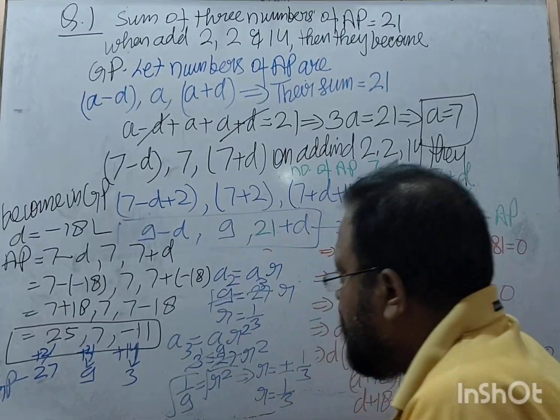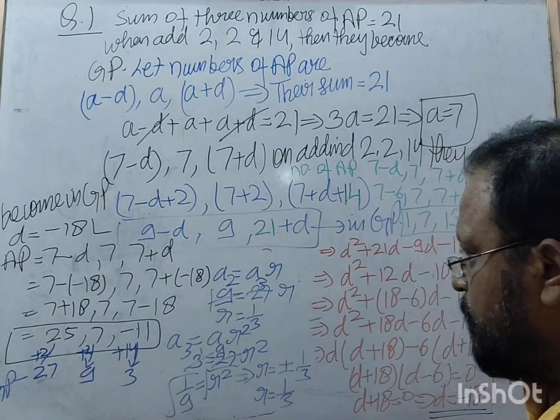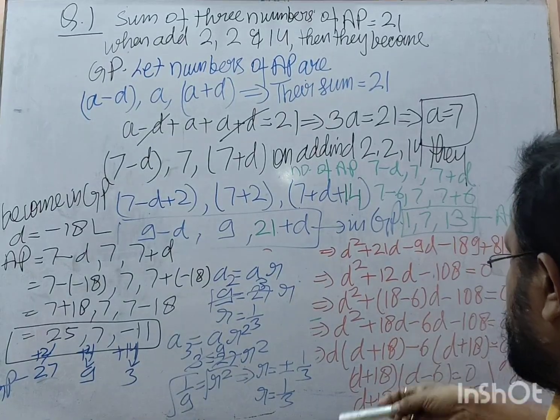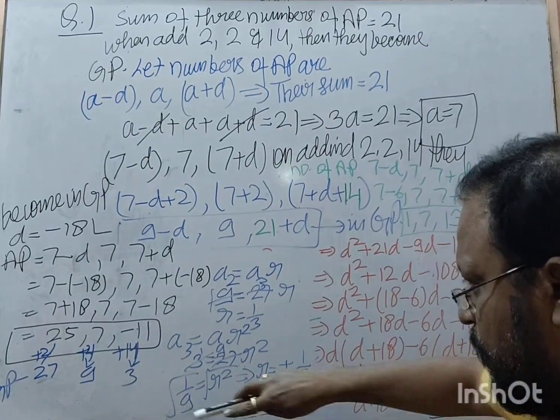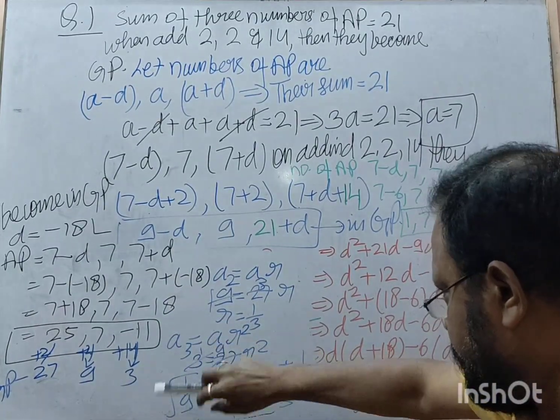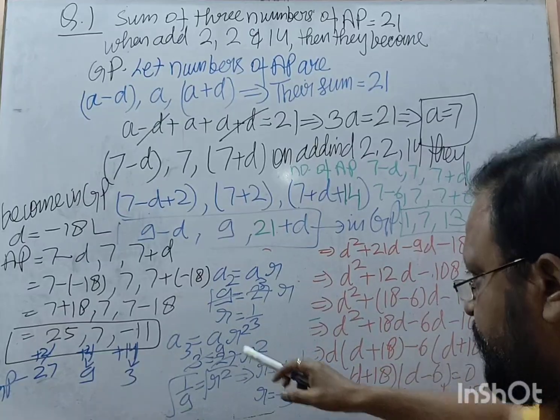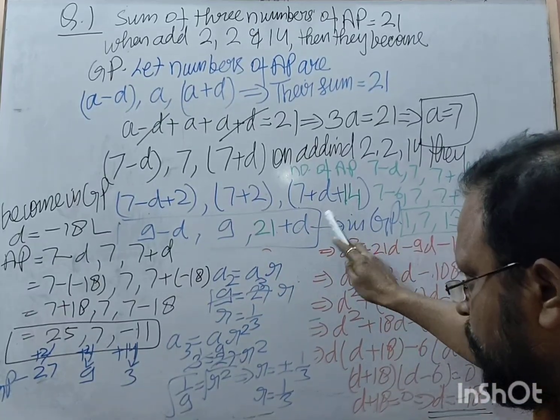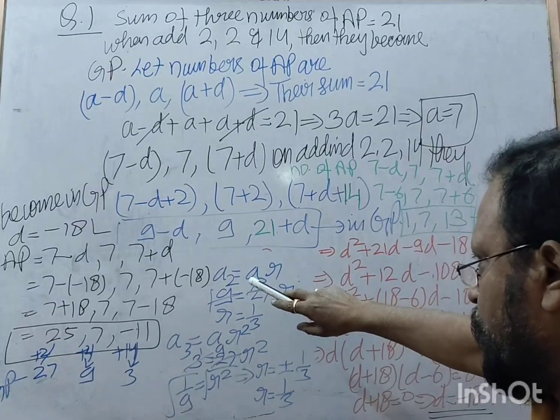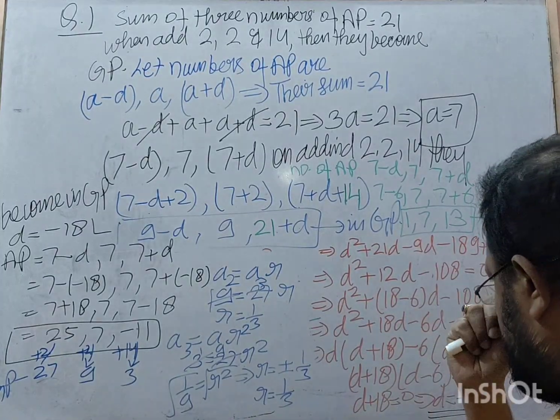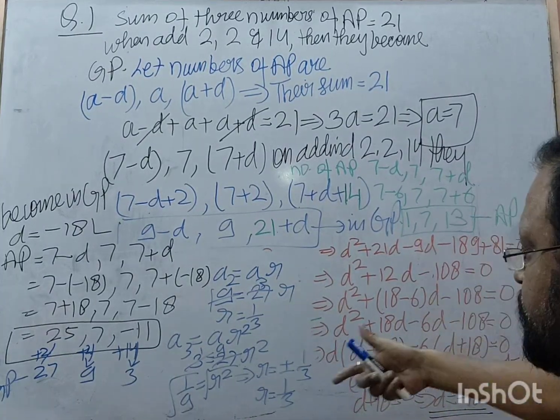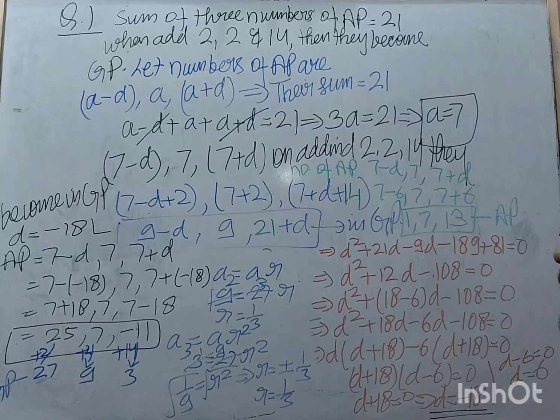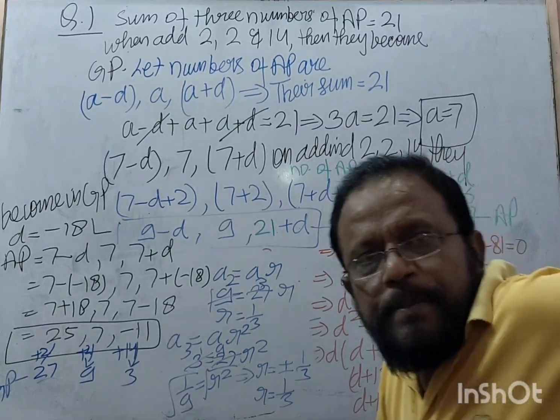So the AP's numbers will be either 1, 7, 13 or 25, 7, minus 11. And in both cases, when we add 2, 2 and 14, we get a GP. So this is the solution of the question.